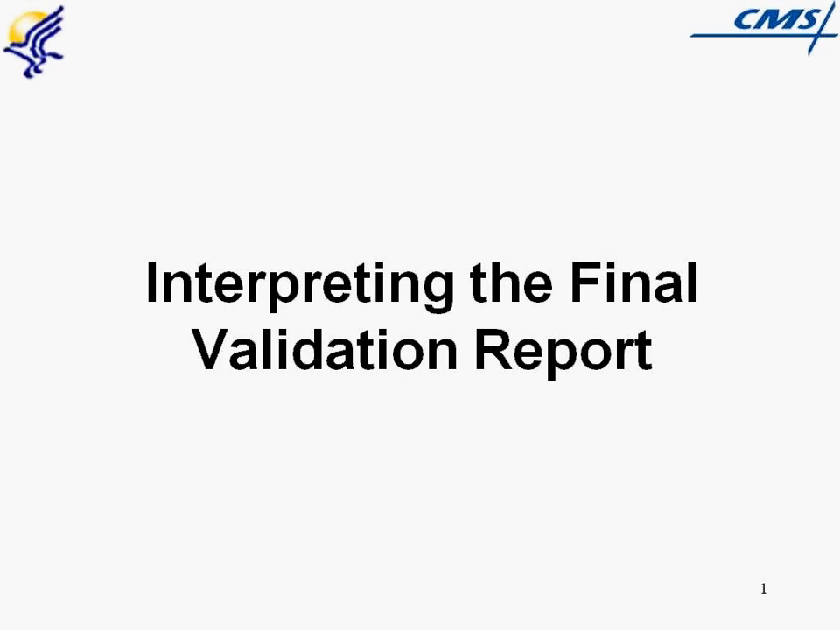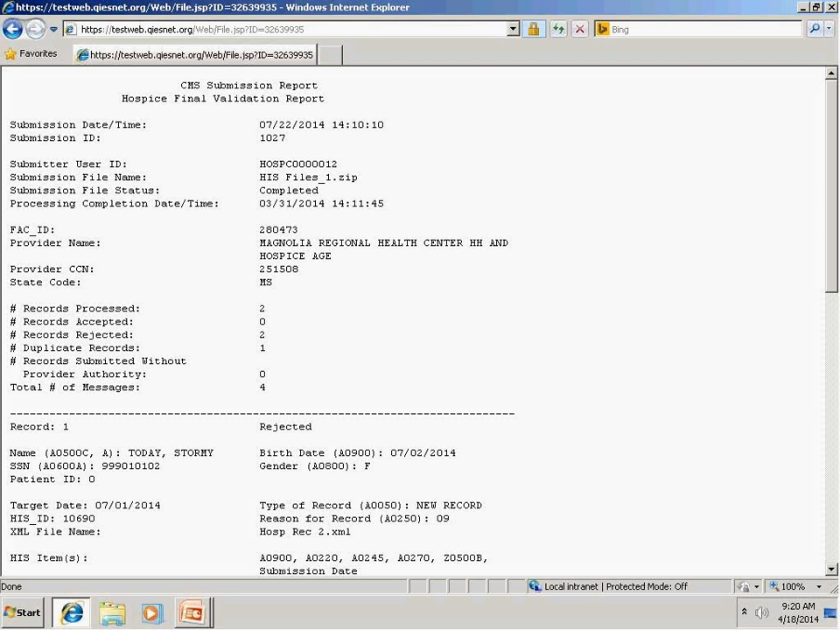The report review will be divided into two sections, the header section and the record or body section. Note that this report contains privacy-protected data and should not be released to the public. This is the Hospice Final Validation Report. The Final Validation Report header contains the following information: CMS Submission Report and Hospice Final Validation Report are the title and subtitle of the report.